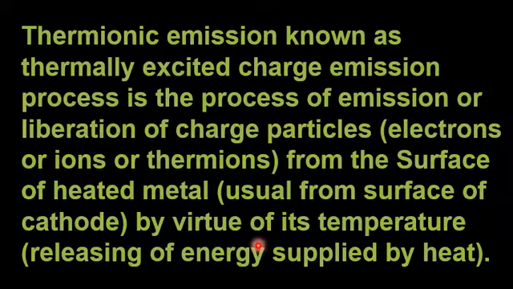Usually the thermionic emission is mostly known for electron, but this process is also valid for ion as well as thermions. Thermion is basically a combination of negatively or positively charged ions. So dear student, in simple words, thermionic emission is a process of emission of ions from the surface of the metal on the application of heat.